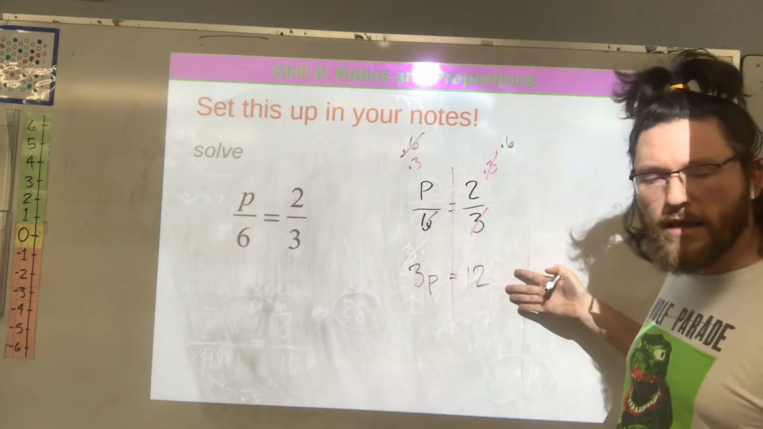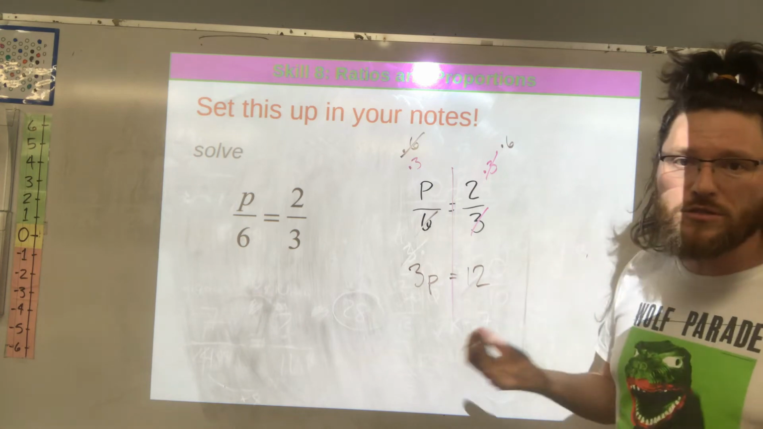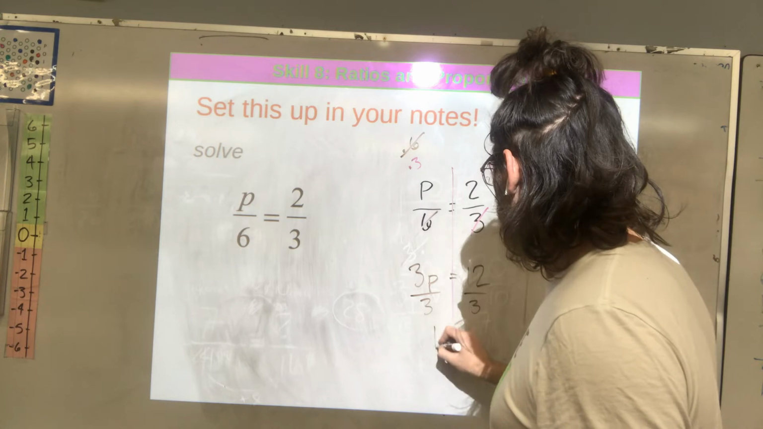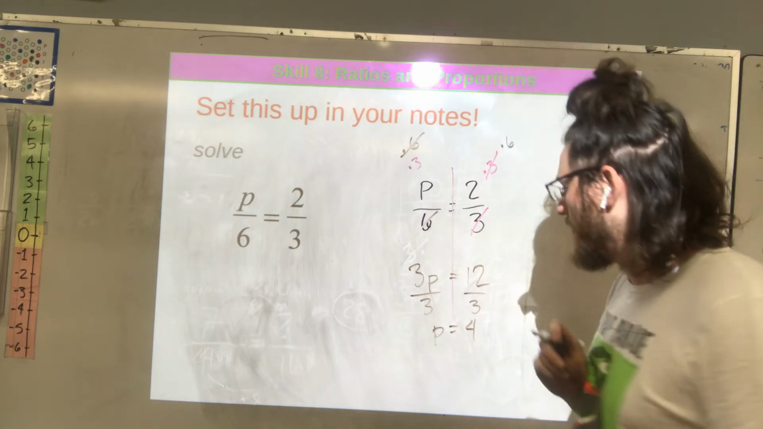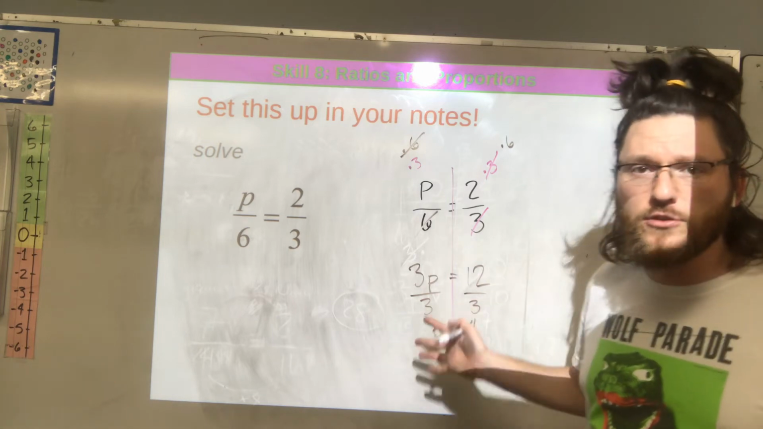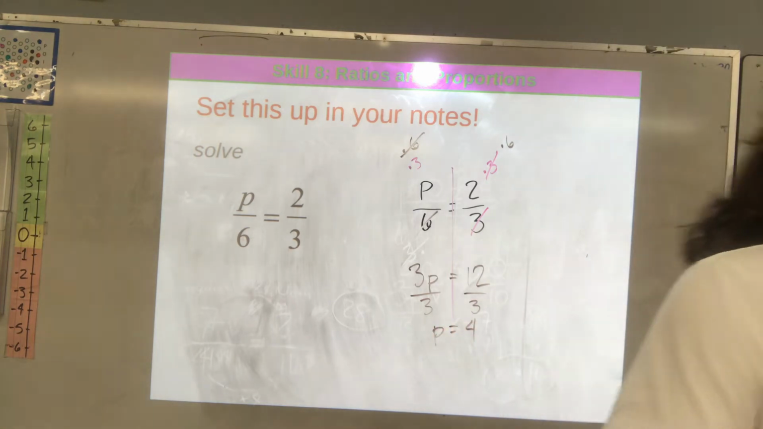Right? And now we've gotten this problem to a place where it's just a one-step equation, and we know we can just divide by 3 to get p equals 4. Okay? So make sure that this is the answer you have in your books. These are the type of problems that are going to be on the Delta Math assignment today.